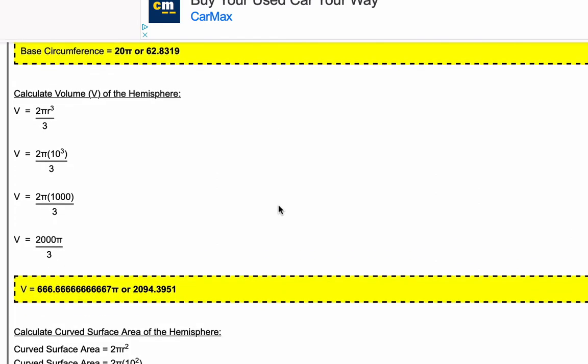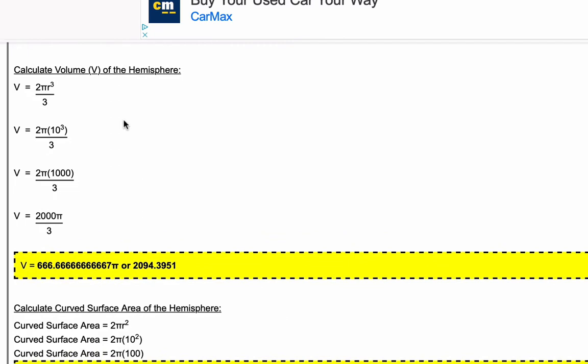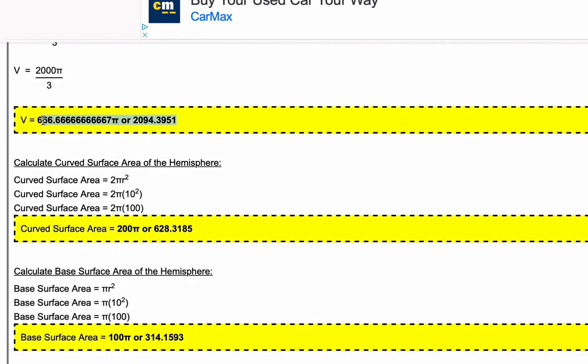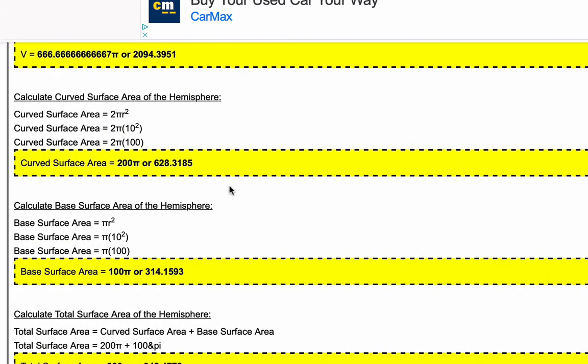Calculate the volume of the hemisphere. The volume of the hemisphere is 2 times pi times r cubed, divided by 3. So we take our r value for our problem, in this case 10, plug it in, simplify, evaluate, and we get our two answers. Next, we move to the surface area of a hemisphere.